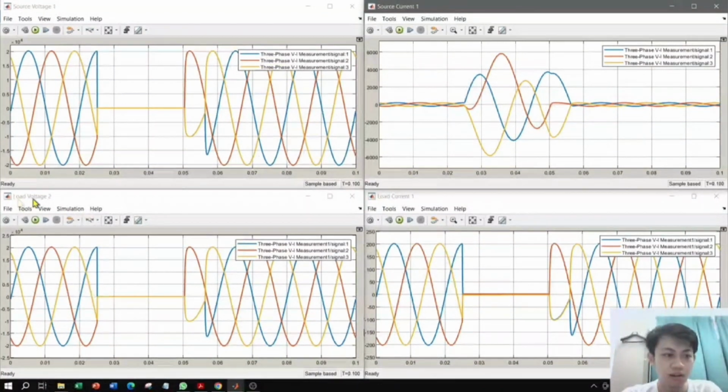For the load voltage, the breaker will eliminate the connection between source and load, and therefore we will see 0 voltage here during the fault period. And for the current, it is also the same because the breaker has already cut off the connection, so there will be 0 current to the load during the fault period.